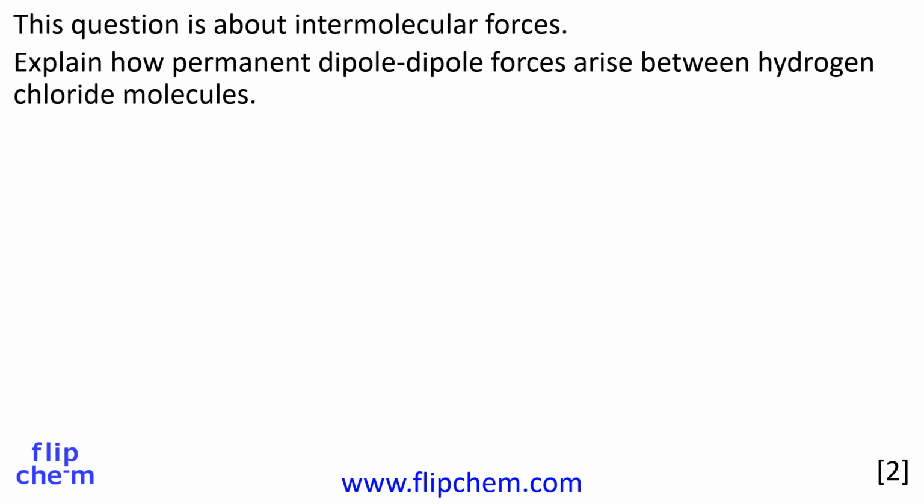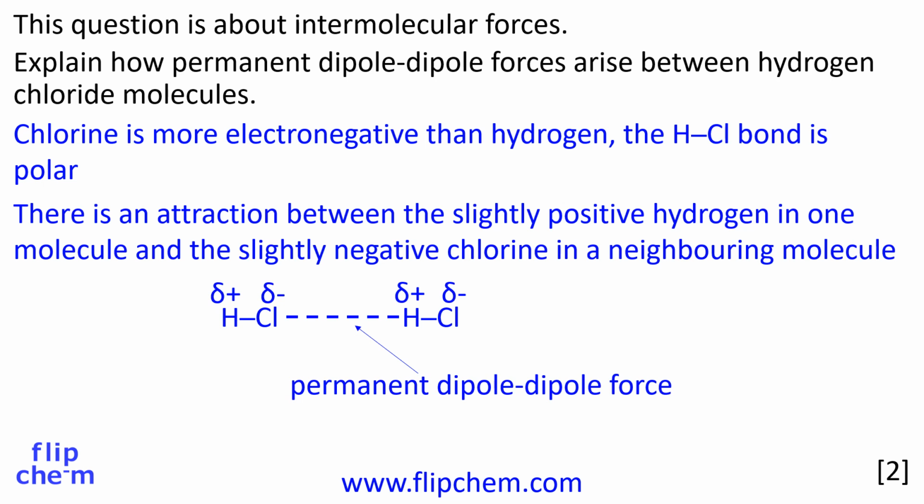Here's the next part of the question. Explain how permanent dipole-dipole forces arise between hydrogen chloride molecules. Chlorine is more electronegative than hydrogen. The HCl bond is polar. There is an attraction between the slightly positive hydrogen in one molecule and the slightly negative chlorine in a neighbouring molecule. I have also included a labelled diagram. It is a good idea to do this in exams so that your explanation is as clear as possible.